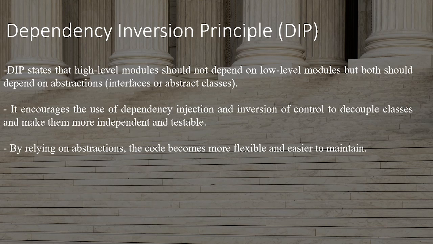Abstraction is something which is hidden. DIP encourages the use of dependency injection and inversion of control to decouple classes and make them more independent and testable. That means when the classes are separate and independent, we can test them easily also. And when we rely on abstraction, the code becomes more flexible and easier to maintain, because something is written hidden from the user.